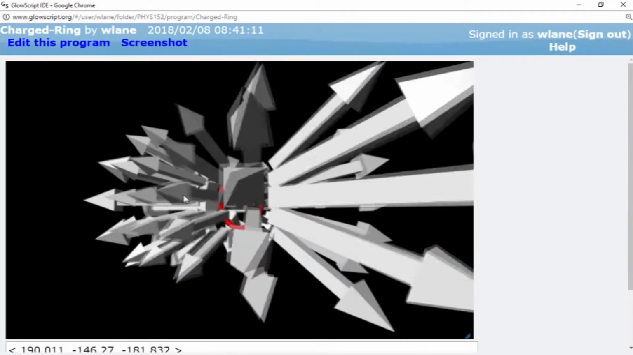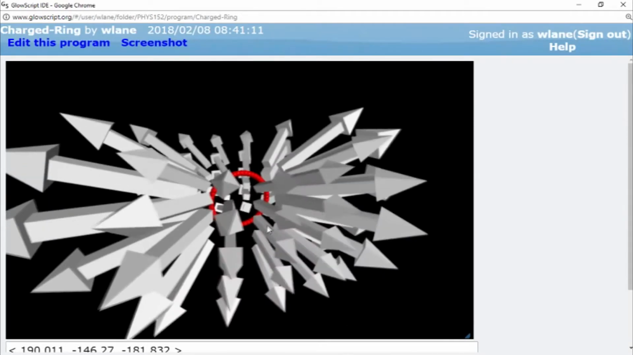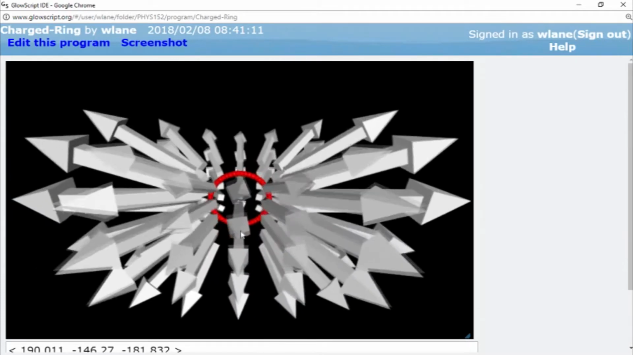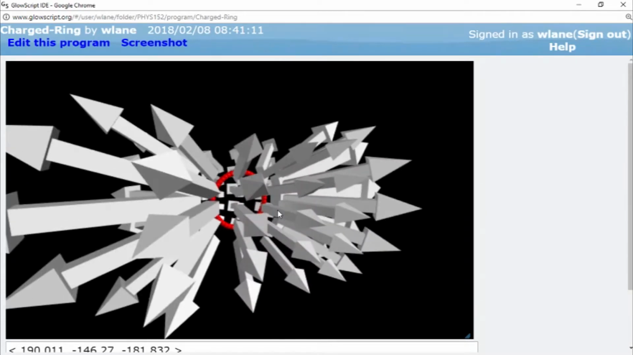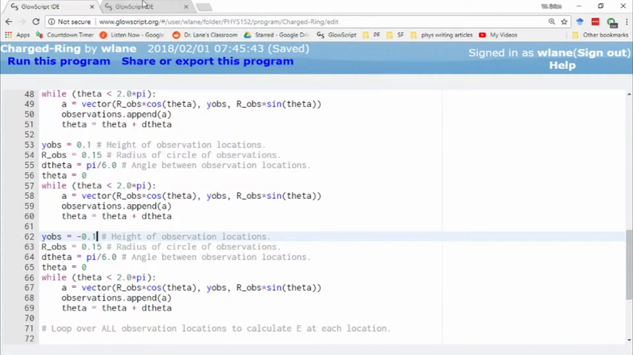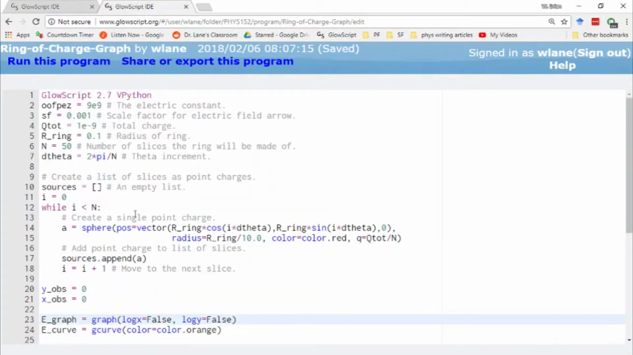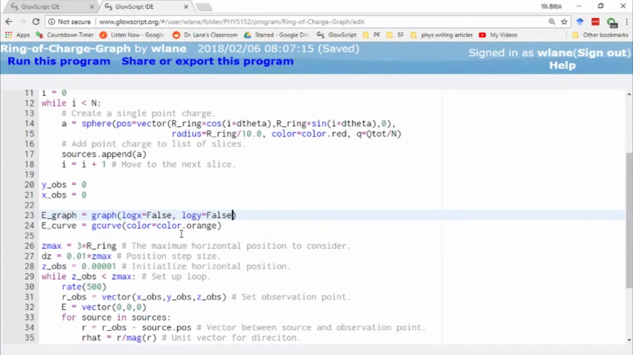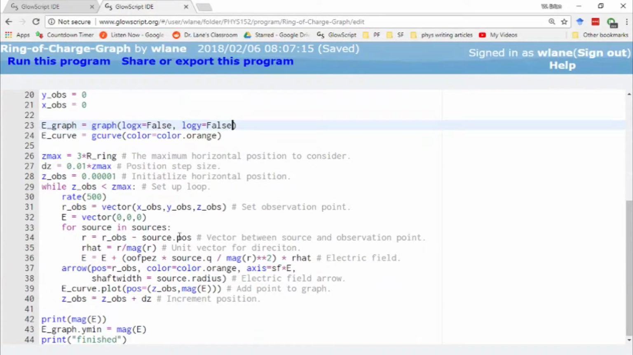Of course, we're not just interested in how the electric field behaves as it goes around the point charges. We also want to get an idea of how the electric field behaves as you get farther away. So for that, we're going to turn to another code. This has the same setup, the same geometry of charges going around the ring, only this time we're going to set up a graph to take a look at the electric field magnitude versus z.